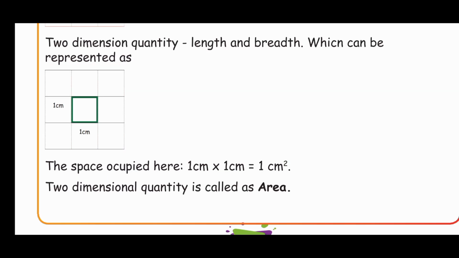If we multiply 1 into 1, it is in centimeter. We can use the scale to draw this box. So it has 1 and 1. So 1 into 1 is 1 centimeter square, because it has length and breadth. Both are in centimeter, so it is centimeter square. A two-dimensional quantity is called area. How do we calculate area? We have to multiply length into height, or length into breadth.